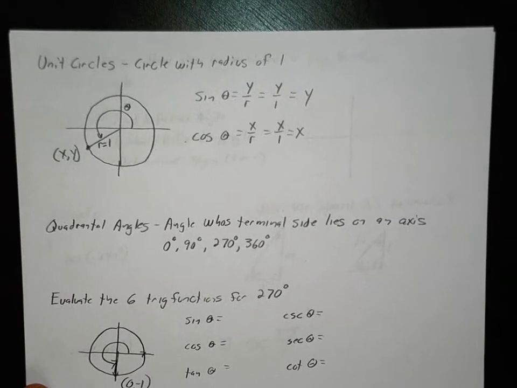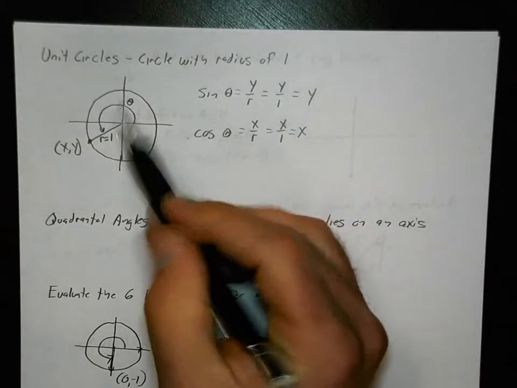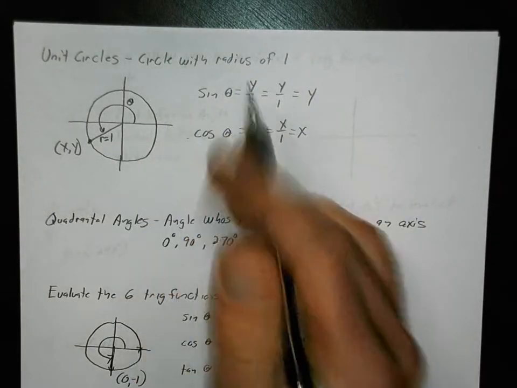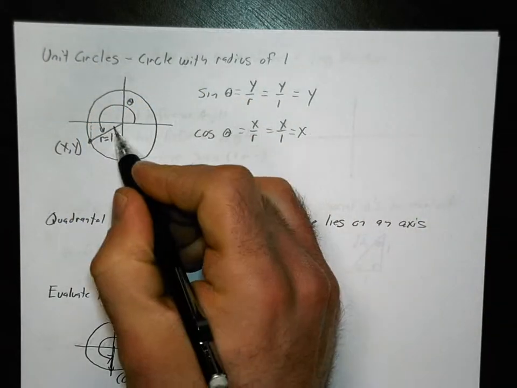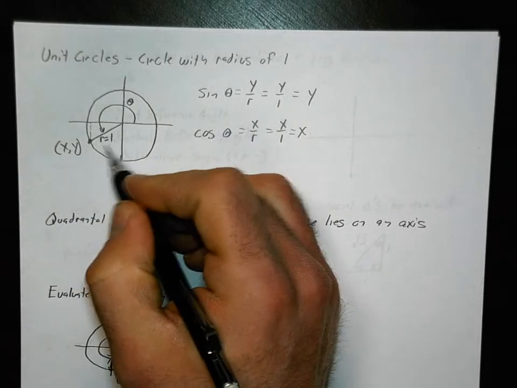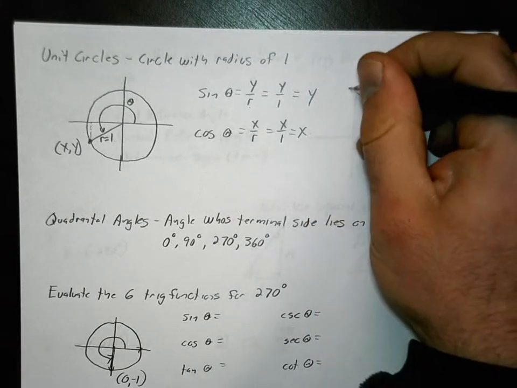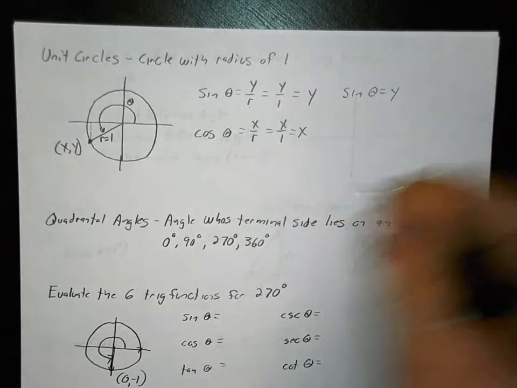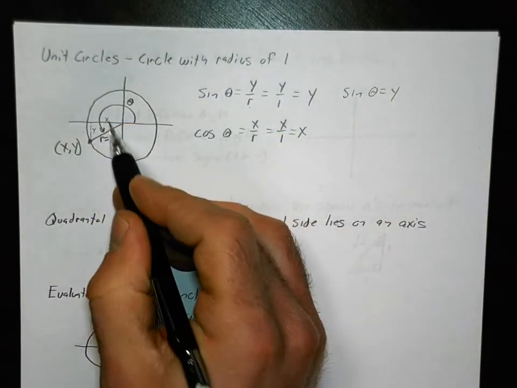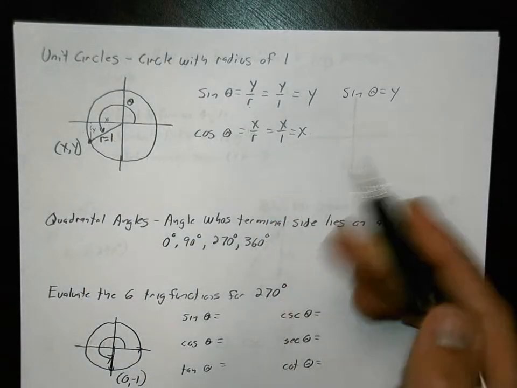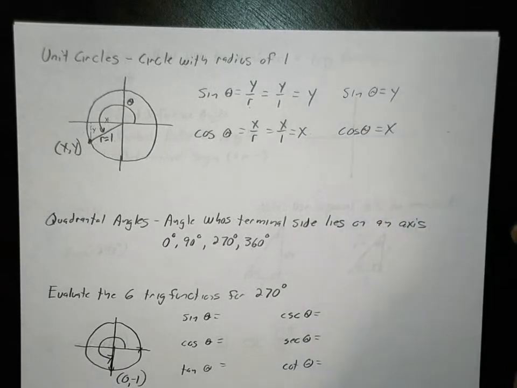Now let's generalize it to a unit circle. A unit circle is a circle with a radius of 1. If this radius is 1, and I look at this little triangle like I did before, sine of theta would be opposite over hypotenuse, y over 1. If the r is 1, then the sine of theta is just y. Same thing with cosine. Cosine is adjacent over hypotenuse, so x over r, which is x over 1. So the cosine of theta equals x.